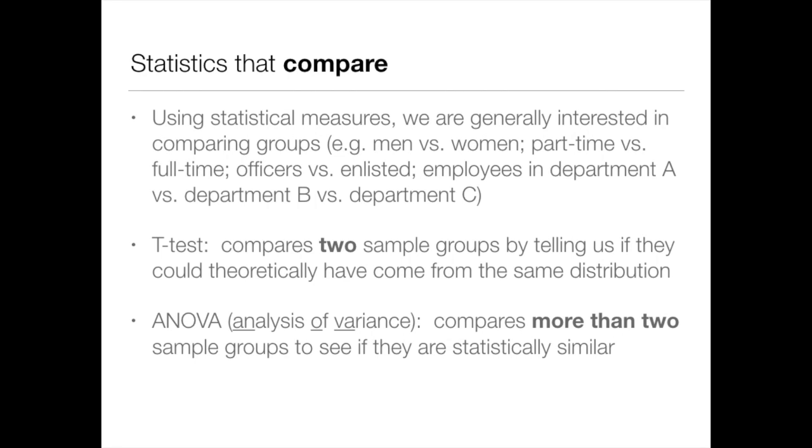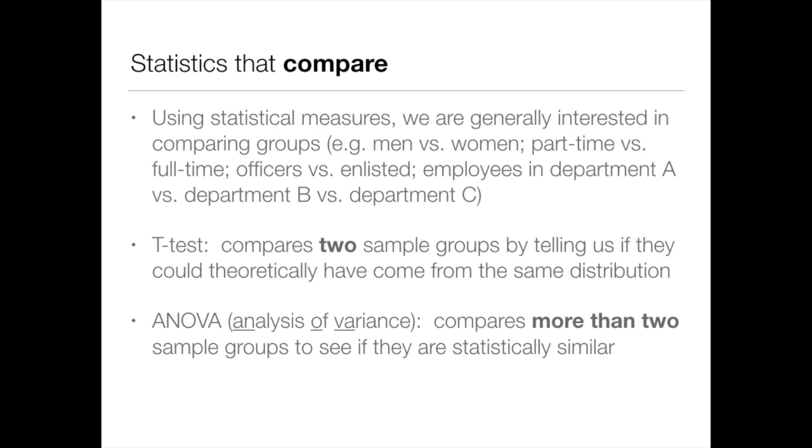As an example, if we wanted to look in our organization at the rates of promotion, men versus women, we could use a t-test. If, on the other hand, we wanted to know the rates of promotion for our finance department versus our marketing department versus our logistics department, we would use ANOVA because we have more than two groups. So those are statistics that compare. We're looking at, are there statistical differences between different groups of people?